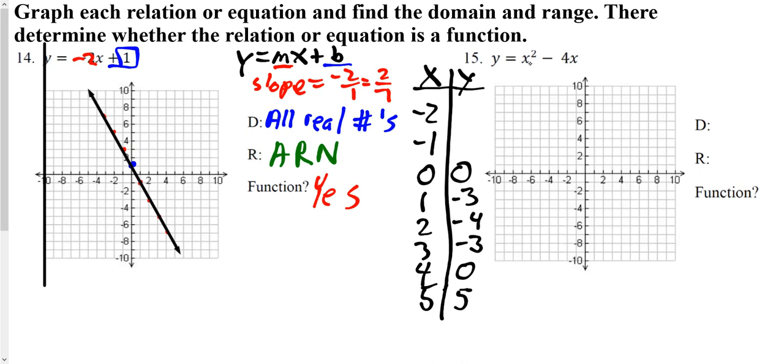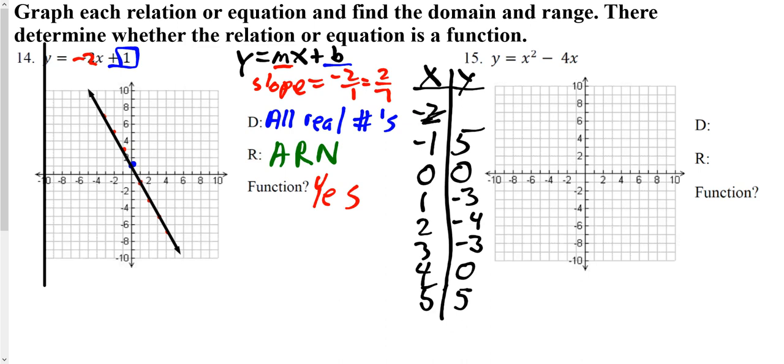Plug in -1, I get -1 times -1, so the -1 squared would be a +1, and then it would be minus a -4, so it'd be 1 plus 4, which is 5. And then you could plug in your -2 and get that also, but we are going to be off our graph, so we'll just go with the points that we have here.